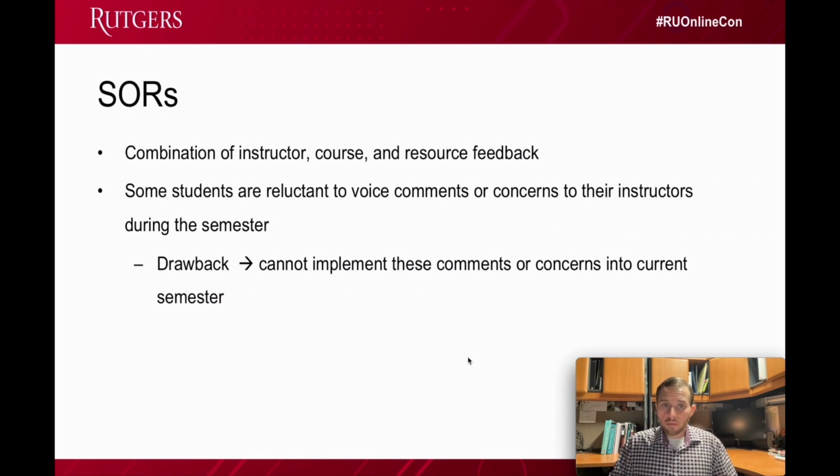Moving into formal feedback, again, the last two were more informal. We have SORs, which are going to be a combination of instructor feedback, so your teaching effectiveness, course feedback, did you move too quick, did you move too slow, how are your lecture materials, lab materials, and then resource feedback. For example, textbook, electronic publisher resources.